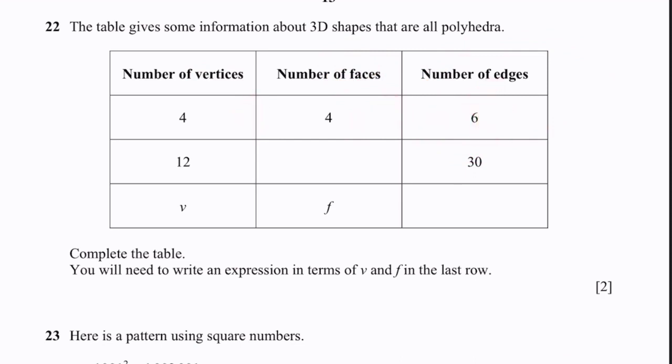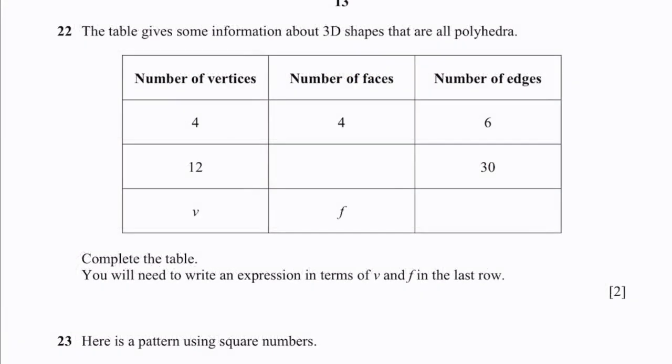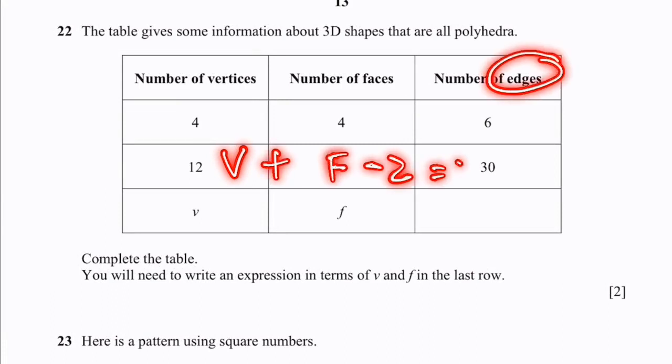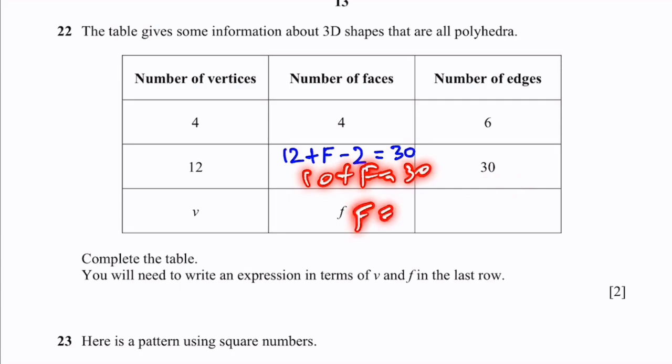Now, 12 plus something minus 2 is 30. There's a rule that the number of vertices plus the number of faces minus 2 is equal to the number of edges. So if we take that, 12 plus the number of faces, which we do not know, minus 2 is equal to 30, because that's the number of edges here. So 12 minus 2, 10. 10 plus F is 30, and F equals 20, so you can write that down.